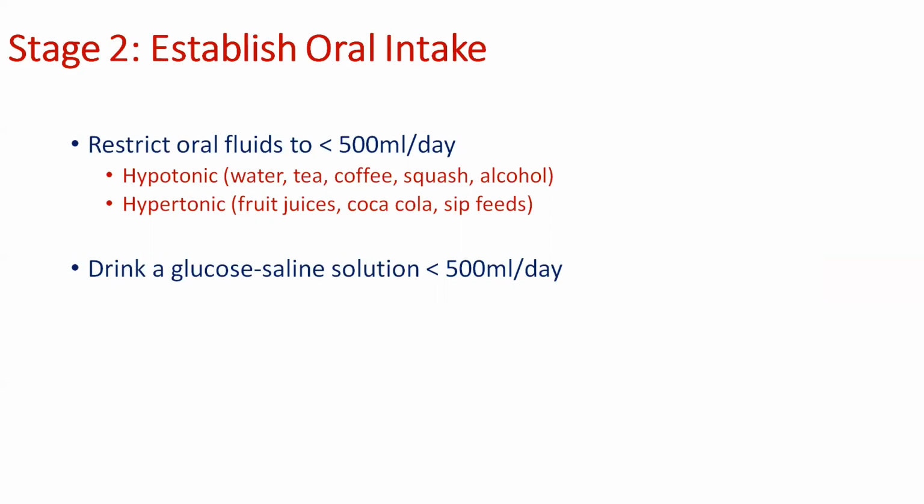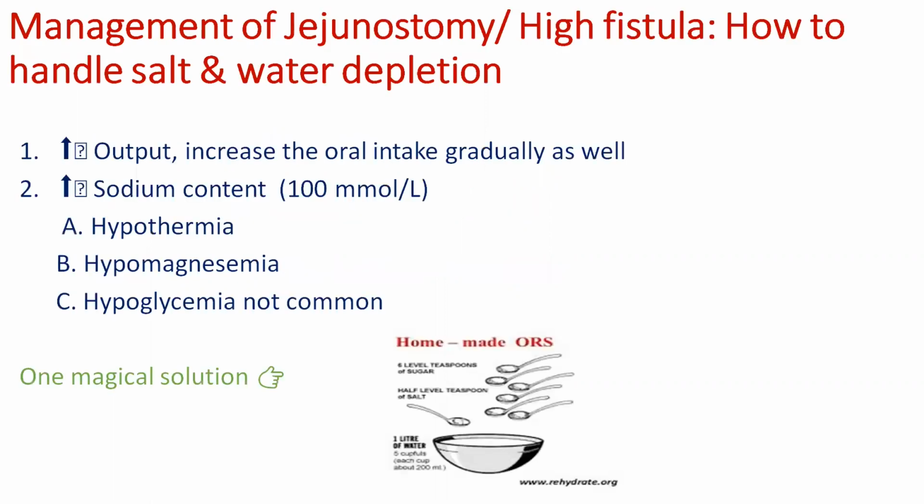So we have to restrict the hypotonic solutions, water, tea, coffee, squash, alcohol, and hypertonic. Sorry, we have to allow the patient hypotonic solutions, which have low osmolarity, that are tea, coconut water, squash, coffee. And we should restrict the volume of the hypertonic fluids, that are juices, cola, sips, and others. Drink a glucose saline solution. If we are not able to maintain the hydration level, you can allow your patient to drink glucose saline up to 500 ml per day.